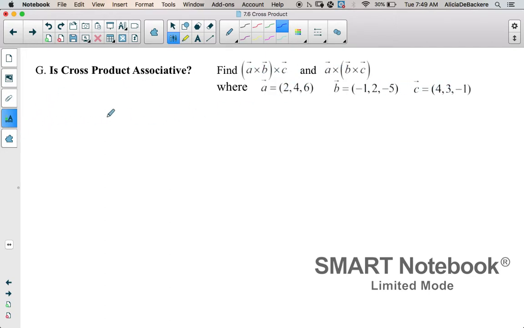Again, the same three vectors that we were using before. So A cross B first and then cross with C. Remember that I already have this answer from part A, so I'm just going to write that down. I know that it's negative 32, 4, and 8. And then I'm going to cross it with this vector C.